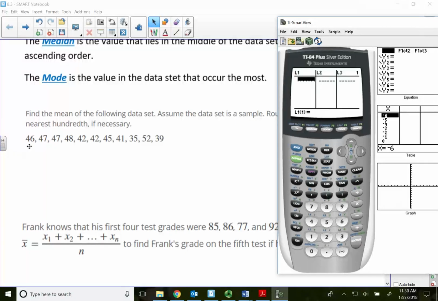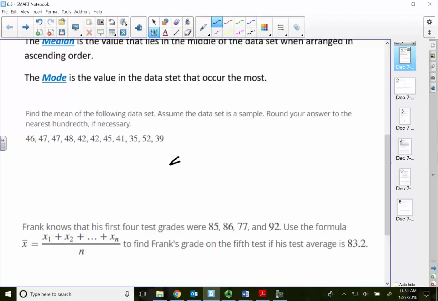Now we're going to enter every one of these numbers. We press 46 and press enter, 47, 47. I can do this a lot quicker with my keypad: 48, 42, 42, 45, 41, 35, 52, 39. Once you key everything into the graphing calculator, press STAT, highlight CALC by going to the right, choose number 1, One-Variable Statistics, and press enter. The mean is this symbol called x bar. x bar means sample mean, which is 44. So our answer for the data is that the mean is 44.